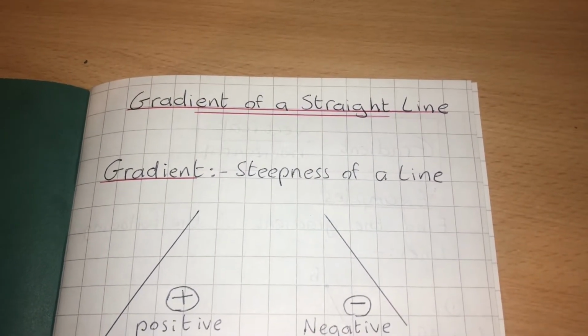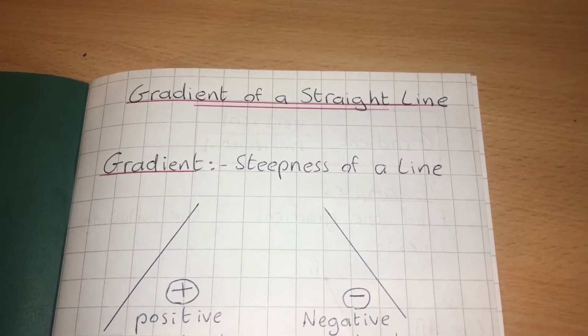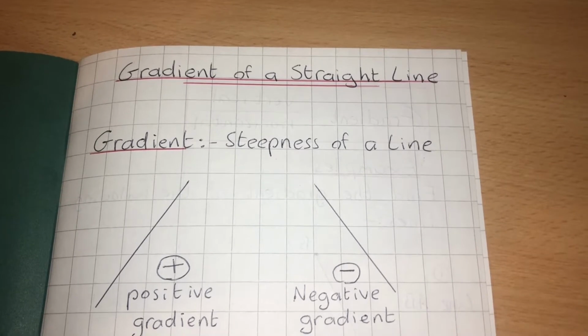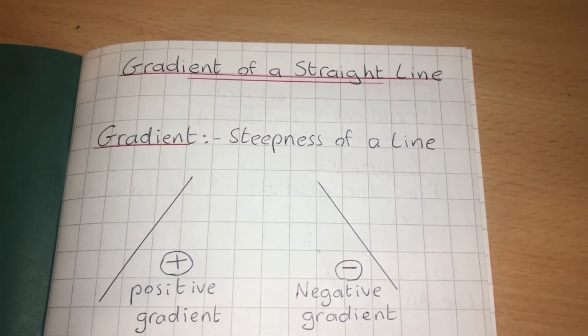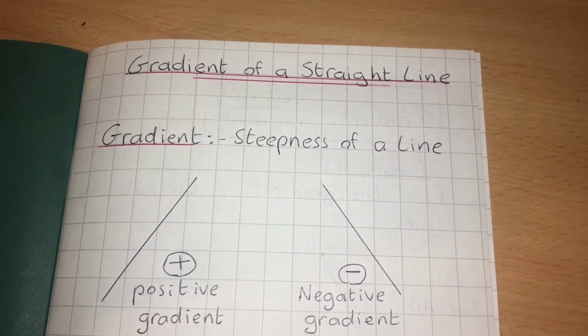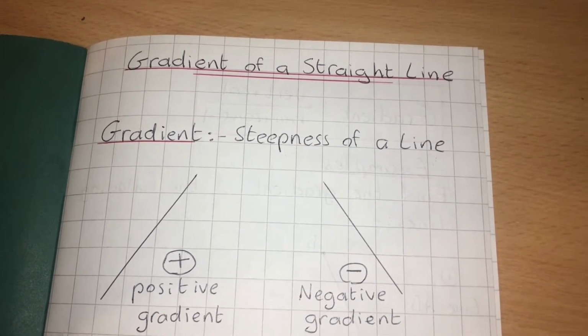So over the next couple of lessons, we're going to look at straight lines. We're going to look at straight line graphs, how to find the gradient of a straight line, how to plot straight lines if we're given the equation of a straight line, and the equation of a straight line itself being y equals mx plus c. We'll look at that as well.